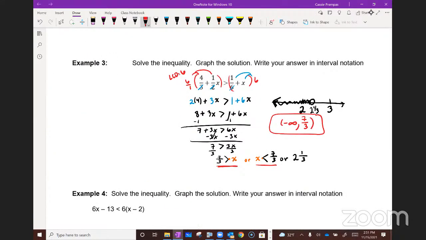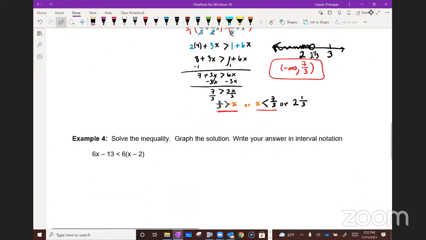All right, example 4. I want you to try this one on your own. I'm going to walk around and see how we think about this one.